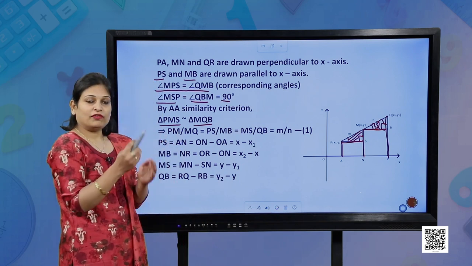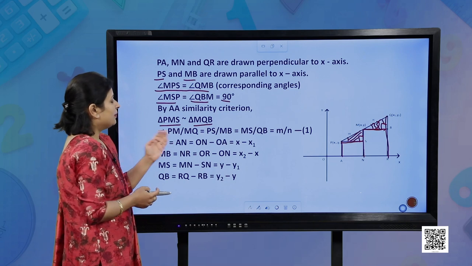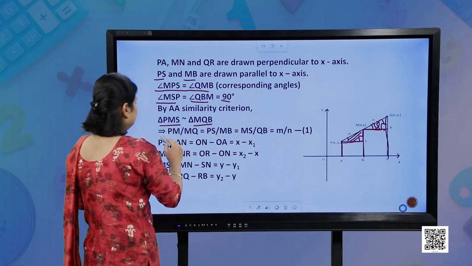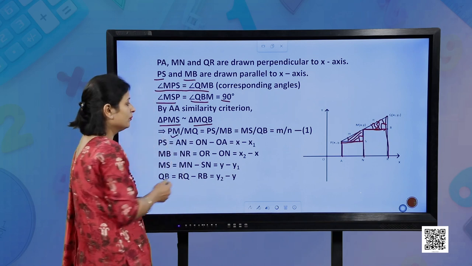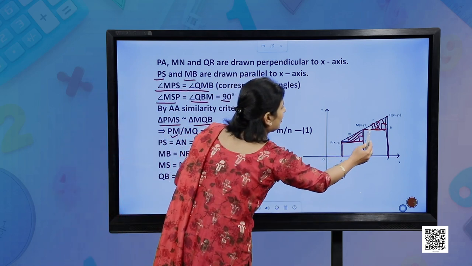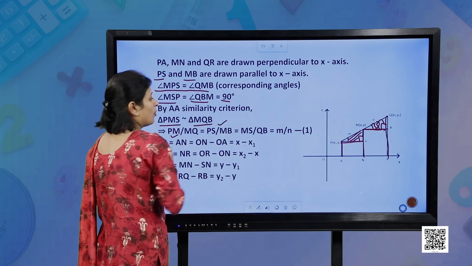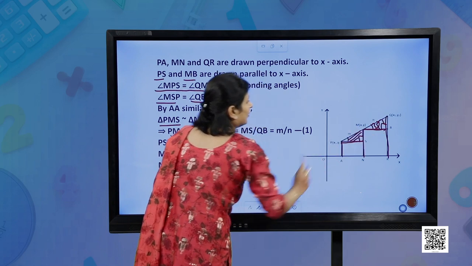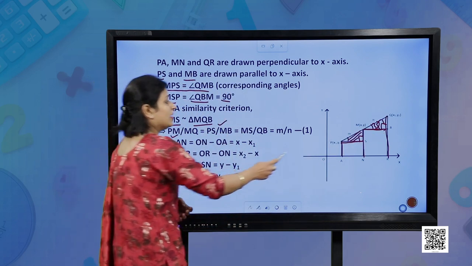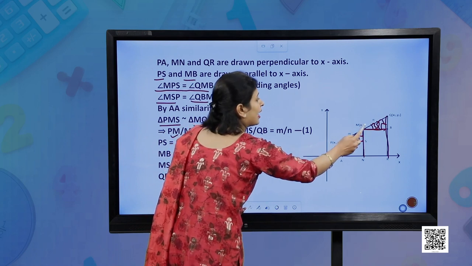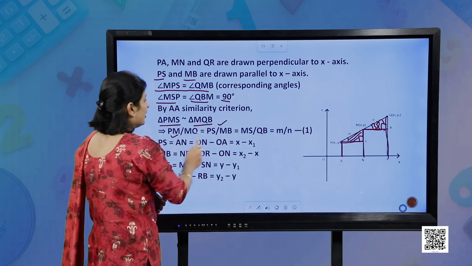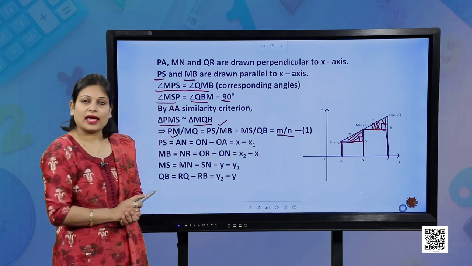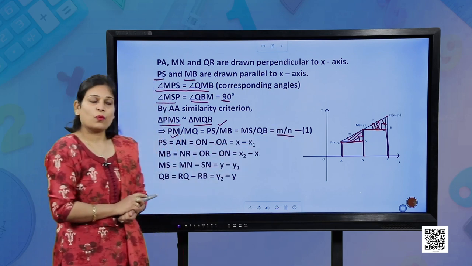So, what will be the ratio of their sides? PM upon MQ will be equal to PS upon MB. Also, this is equal to MS upon QB. And I know that PM is m and MQ is n. So, all the ratios of these sides will be equal to m upon n. Mark this equation as 1.